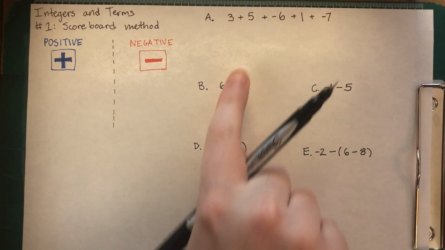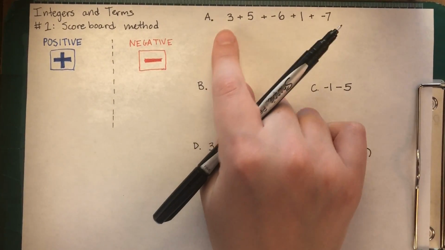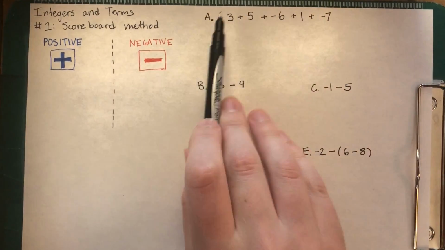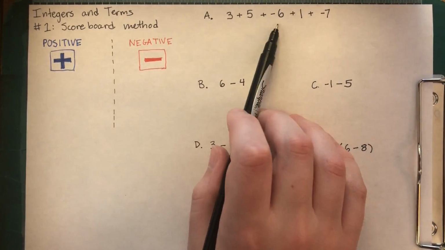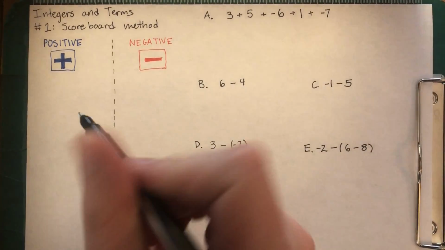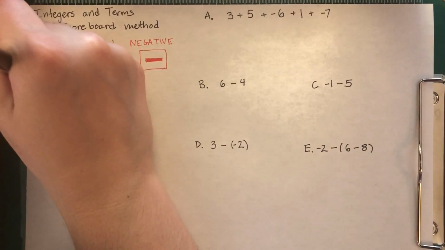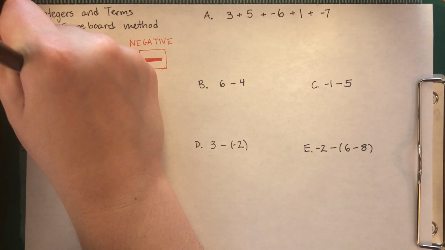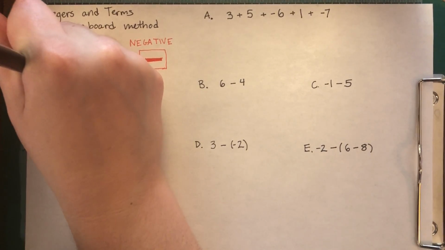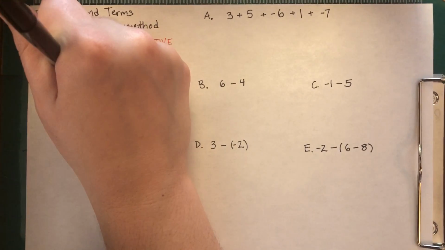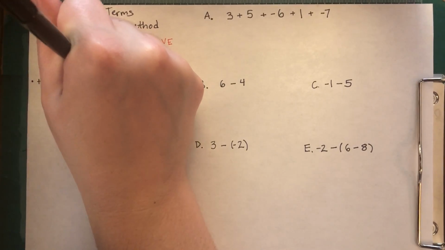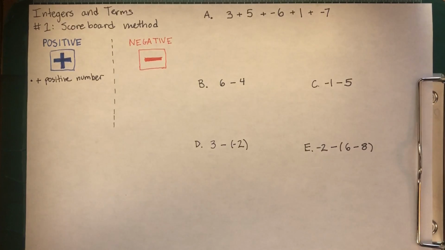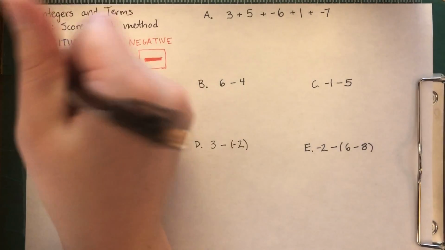And in this first example here, we don't have any subtraction, we are just adding numbers together. So some of these numbers are positive and some of them are negative. And so on the positive team, of course, anytime we have plus a positive number, or of course if it starts with a positive number, that belongs to the positive team.